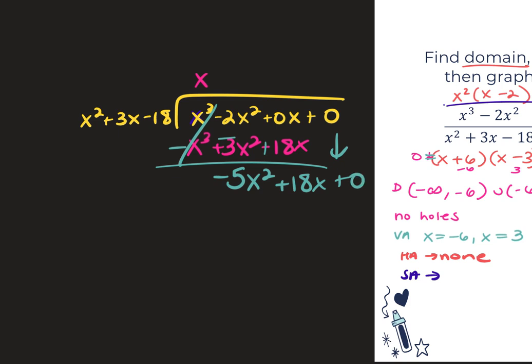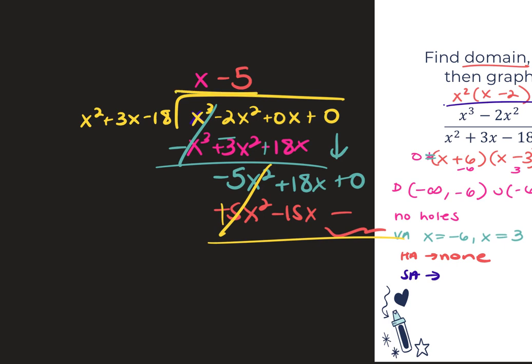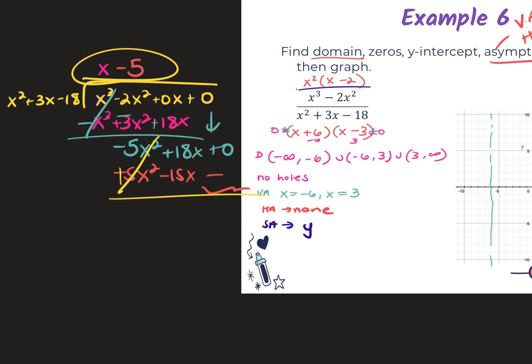So what would I have to multiply x squared by to get to -5x squared? And it's -5. And as long as that first one cancels, I don't even care about the rest of this. Once I change this sign, if it cancels, I ignore the remainder. I don't need it. What I need is up here at the top. And that's my equation, y equals x minus 5.